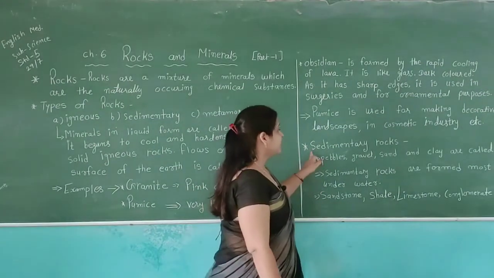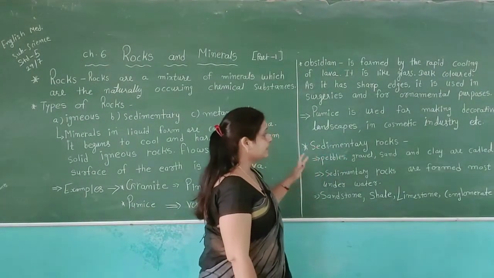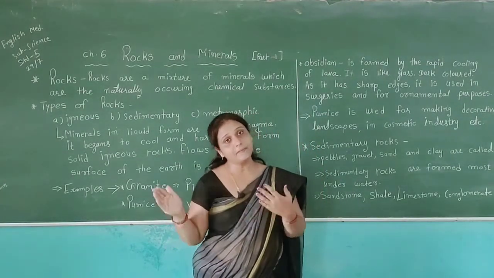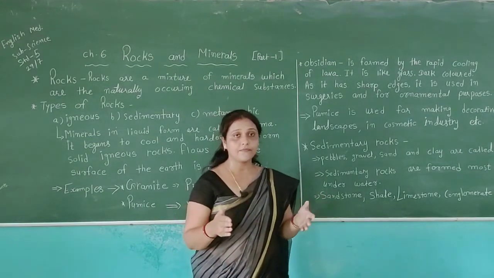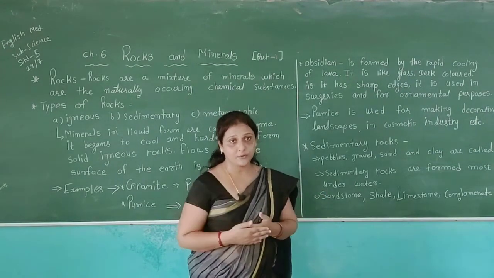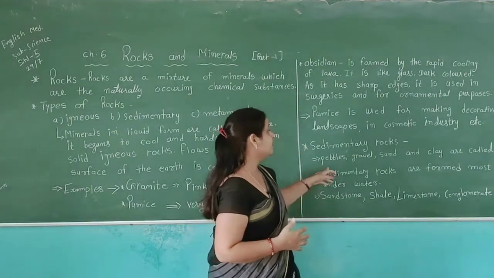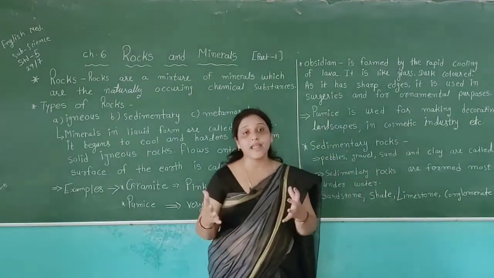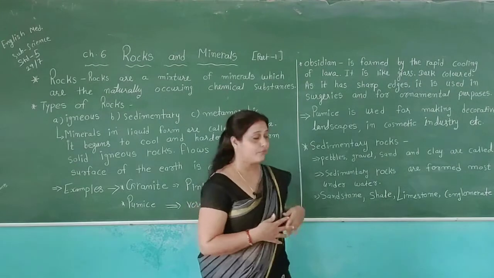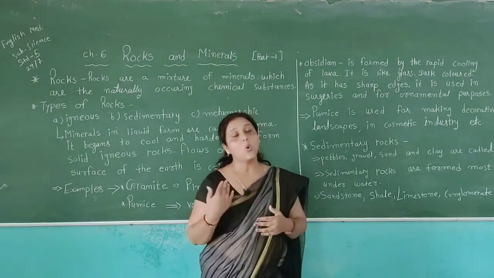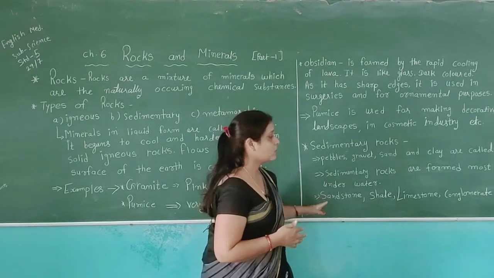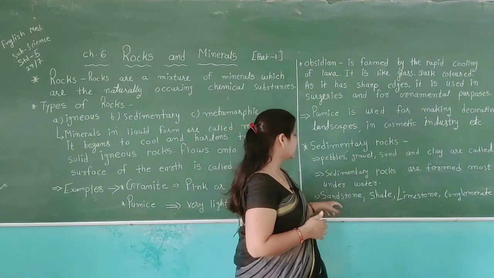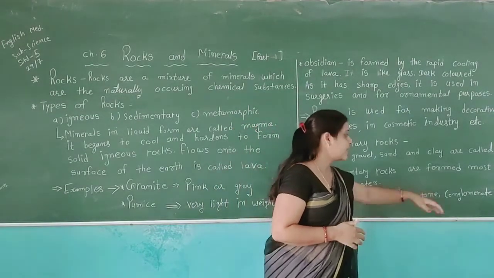For example, we have discussed sedimentary rocks. The sediments go away with the flow of the water and stay at new places. After they stay, they start to become rocks. The different sediments, for example pebbles, gravel, sand, and clay, come together and form rocks, and these types of rocks are called sedimentary rocks. We have some examples of sedimentary rocks: sandstone, shale, limestone, and conglomerate.